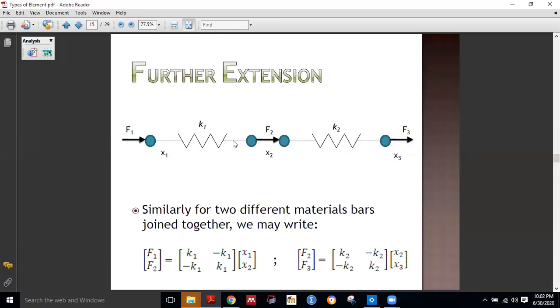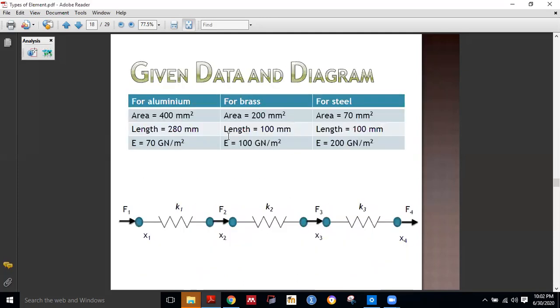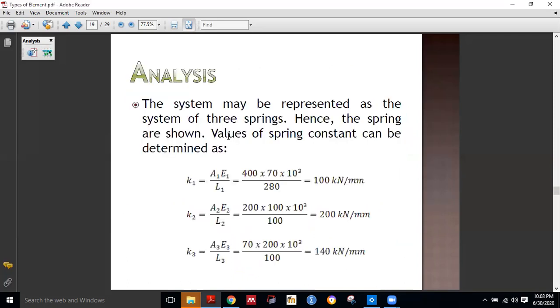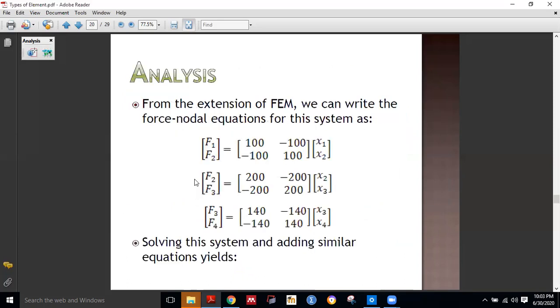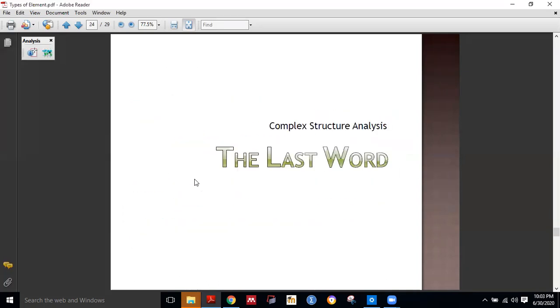But as this is the basic class, I am telling only the basic things which we are going to do in FEA, or what we are going to learn in the CAD/CAM automation subject. So I am telling the basics of that only. So this is the further extension. Now these are some problems. Another problem, that is analysis with K1, K2, K3, and values are given, and it can be calculated this way. And the complex structure, the last one.